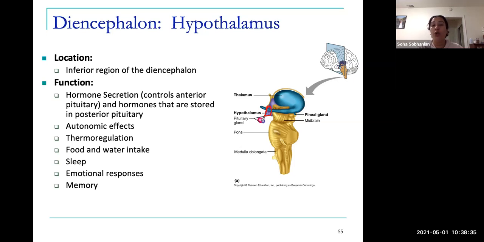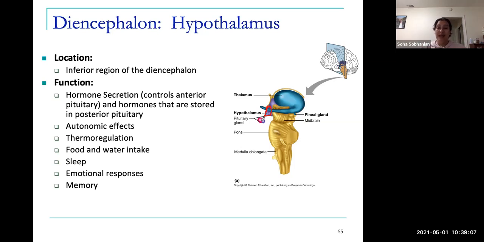It controls your autonomic effect. If you guys remember the word autonomic, it basically implies your fight or flight or your rest and digest response. So it has a role in controlling those. It's not fully controlling it, maybe I should say. Thermoregulation basically controls your body temperature. So if you have a fever or your body temperature is below normal, that's the job of your hypothalamus.